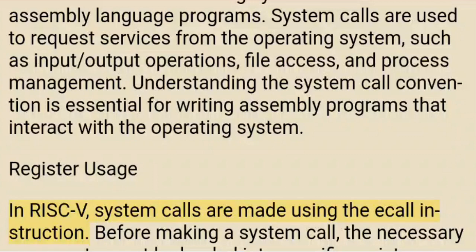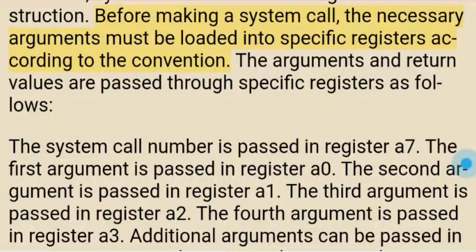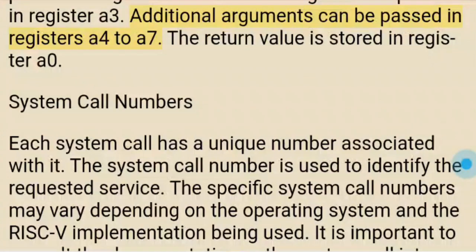Register usage. In RISC-V, system calls are made using the ecall instruction. Before making a system call, the necessary arguments must be loaded into specific registers according to the convention. The arguments and return values are passed through specific registers as follows. The system call number is passed in register a7. The first argument is passed in register a0. The second argument is passed in register a1. The third argument is passed in register a2. The fourth argument is passed in register a3. Additional arguments can be passed in registers a4 to a7. The return value is stored in register a0.